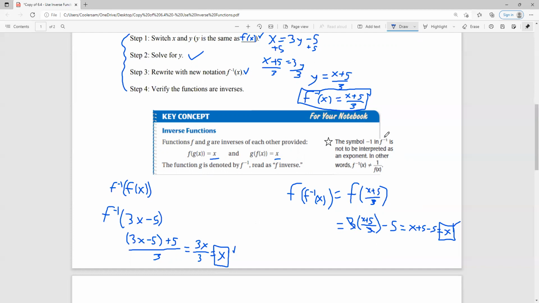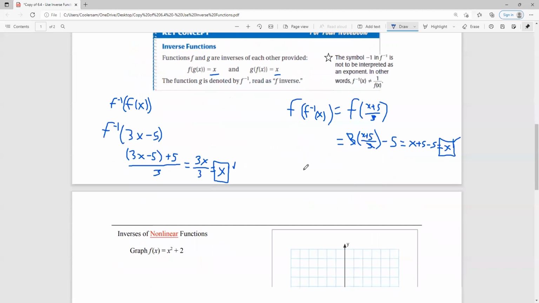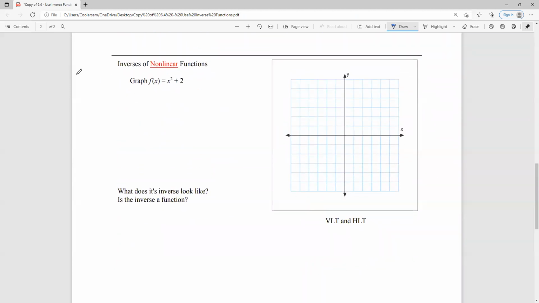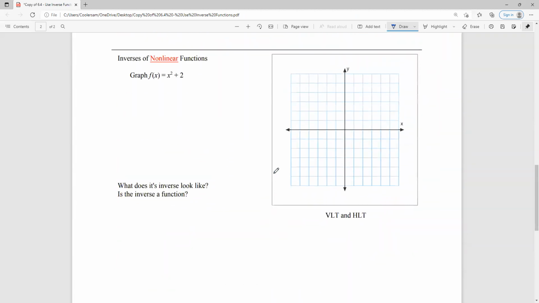Oh, a note. So the little -1 that looks like a power isn't to be interpreted as an exponent. I know it's kind of confusing because we've just dealt with exponents, but this to the power of -1 doesn't mean it's an inverse. So don't get it twisted. All right, so let's take a look at their graphs.